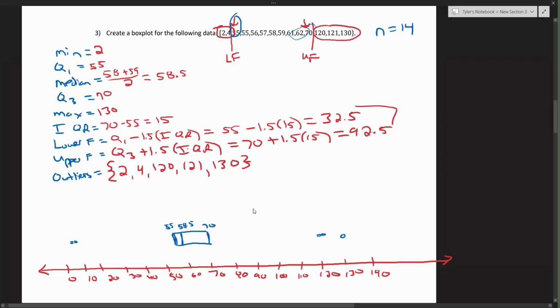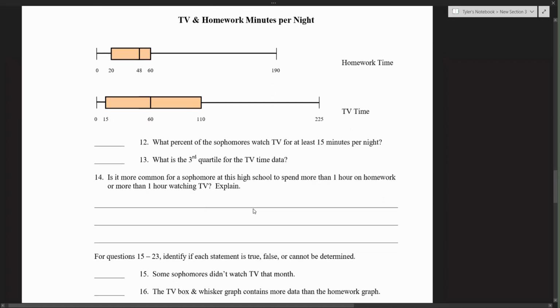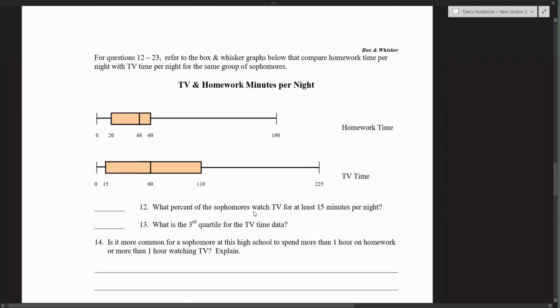right? So probably the hardest thing is just knowing where to draw the whiskers. So now I'd like to look at an example and answer some questions about this. And this is a pretty good worksheet. The only thing I don't like about the worksheet is there isn't a number line at the bottom, right?